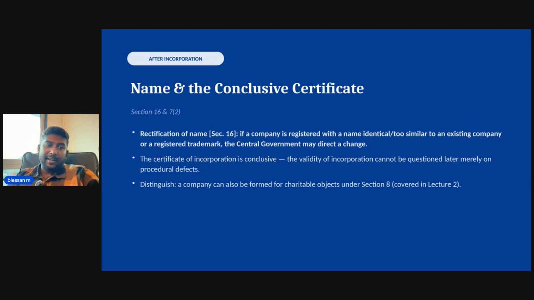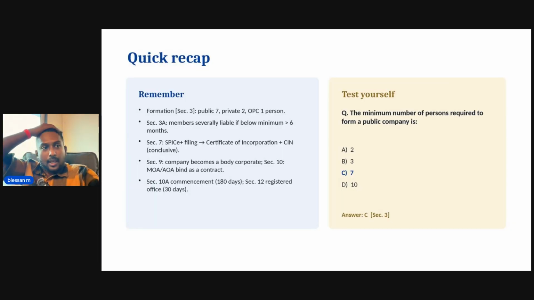Next, after filing INC 20A, the commencement of business starts, which means that the subscribers have actually subscribed the money. And name change can be triggered by the central government. These are the important things that you must understand. So here is a quick recap.